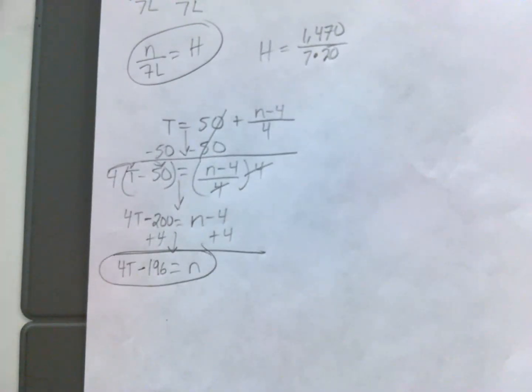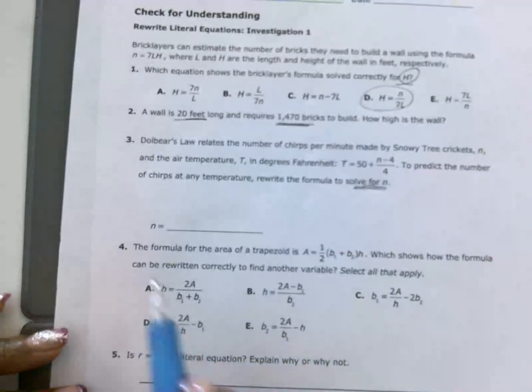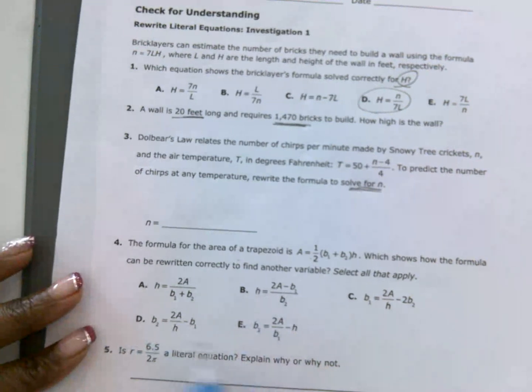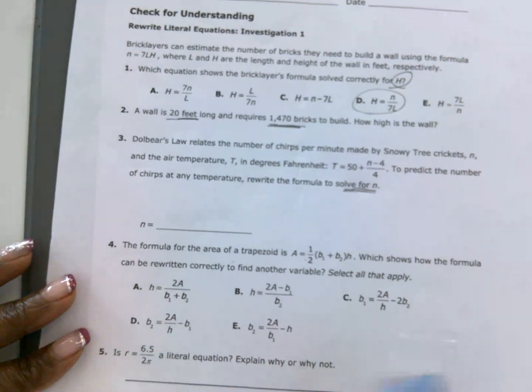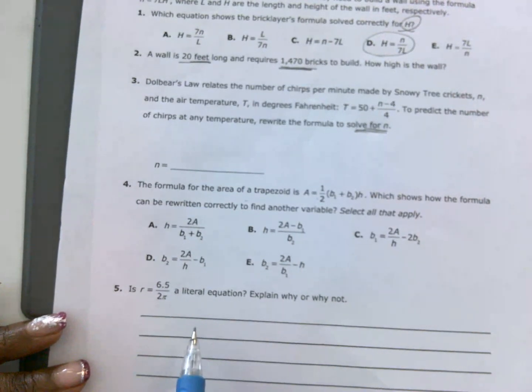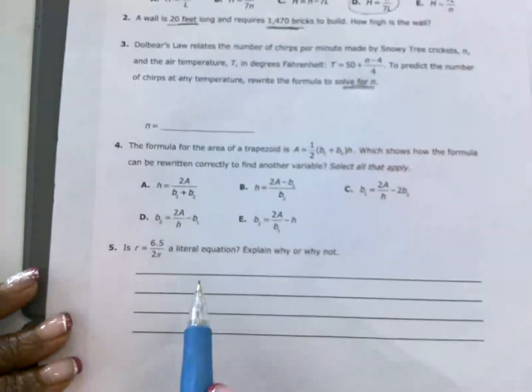All right. So now number 4, it says the formula for the area. I'm going to check this to see if you got the right answer. So I'm not going to give that to you because I want to take that, and then I want to see what we came up with here. Well, actually, let's just do this one.